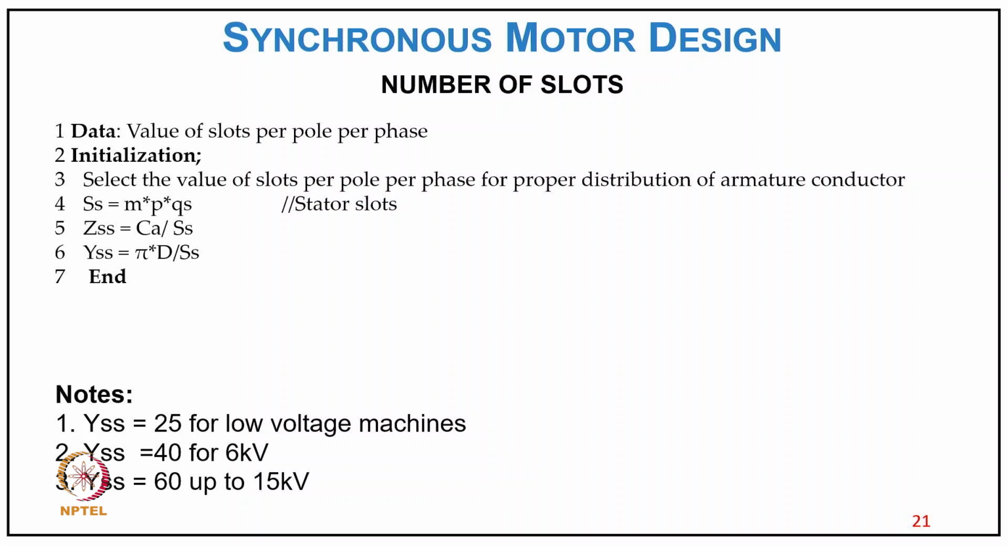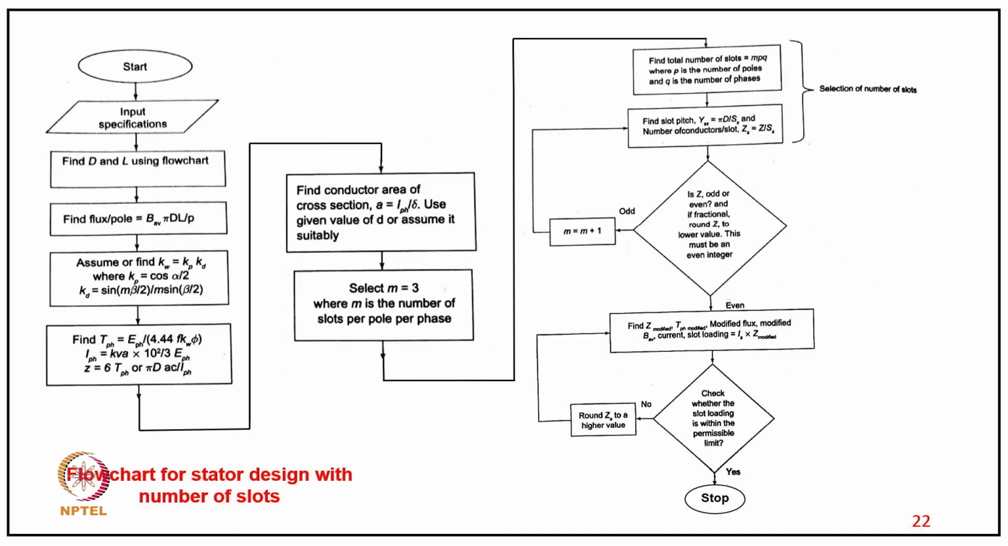Now number of slot selection, value of slot per pole per phase. Initialization: select the value of slot per pole per phase for distribution of armature conductors. SS equal to MP into QS, ZS equal to C upon SS, and YS equal to pi D upon SS. And note, YS equal to 25 for low voltage machine, YS equal to 40 for 6 kilovolt, and YS 60 up to 15 kilovolt. This is the flow chart for stator design with number of slots.